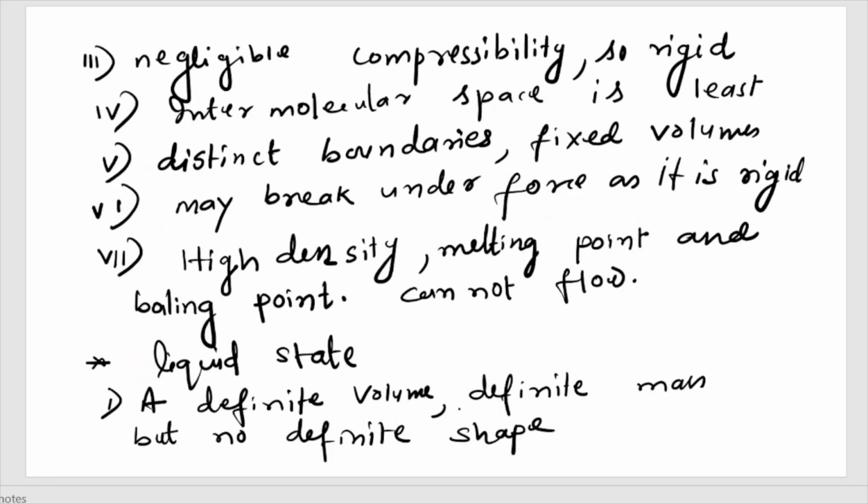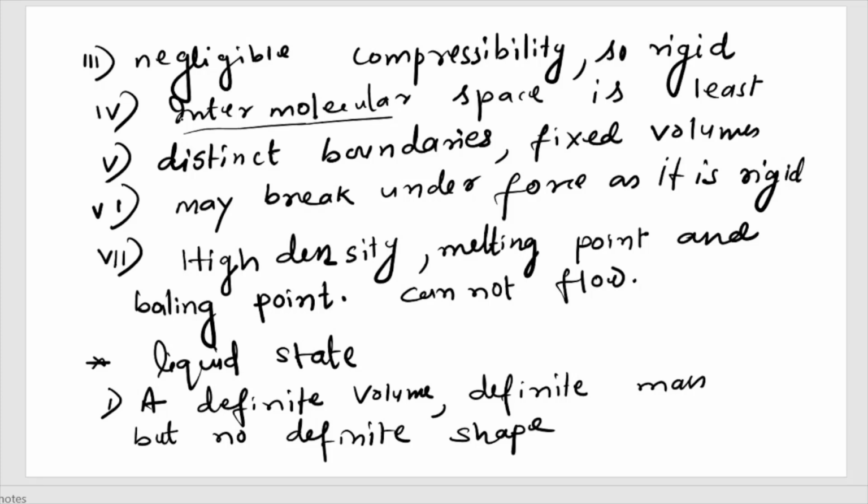The third point is negligible compressibility. If you try to press a piece of brick or a piece of wood, it cannot be compressed. That means by giving pressure, nothing happens. That is called negligible compressibility, which means rigidity is very high. Intermolecular space means the space between two molecules. Here the space is the least, that is why the molecules are close to each other and behave as a solid.